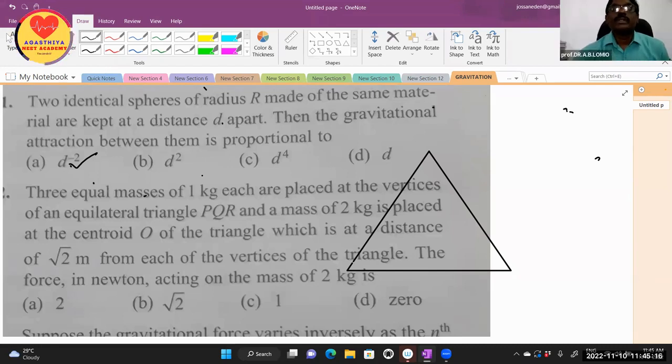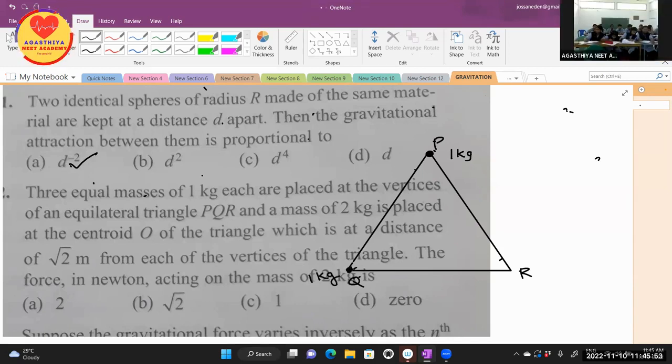Students, see this problem. 3 equal masses, 1 kg each, are placed at the vertices of equilateral triangle PQR. Say, let it be P, Q, R. Each vertex has a mass 1 kg. Here 1 kg. Here 1 kg.